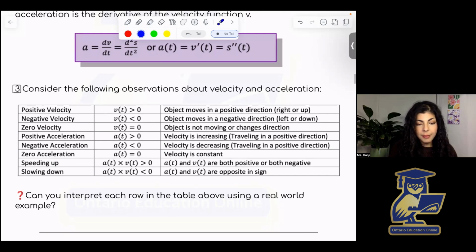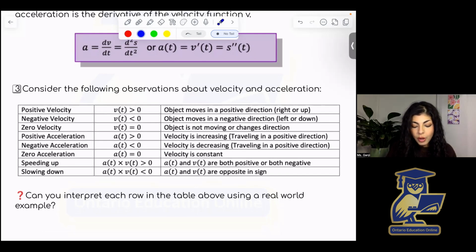Now, here's just putting that together, speeding up and slowing down. So if your acceleration and velocity, when you multiply them, the product is greater than 0, which means they are either both positive or both negative, then we say that we are speeding up. So consider that you're moving to the right and you're speeding up, and your velocity is increasing, as well as your acceleration is increasing, then we can say that we are speeding up in the same direction.